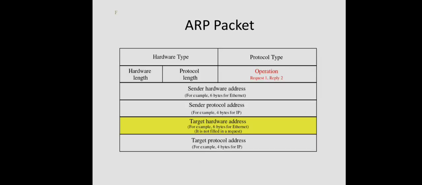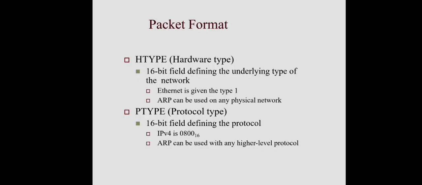Now the packet format for ARP. The first field is the hardware type, then the protocol type, then the hardware length, the protocol length, then the type of operation, either request or reply. Then the sender hardware address and the sender's protocol address, that is the MAC address here, then the IP address here. The target hardware address we don't know, so in the case of a request message, this will be filled with 0. And the target protocol address is the target destination machine's IP address.